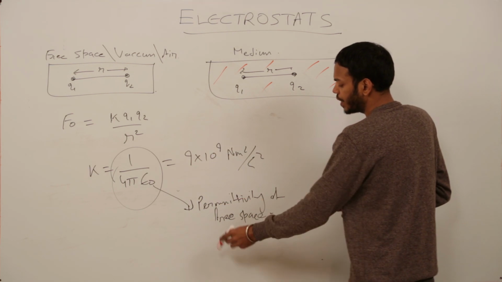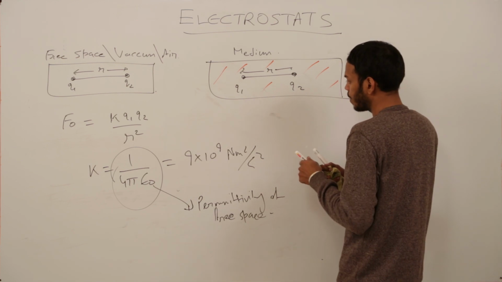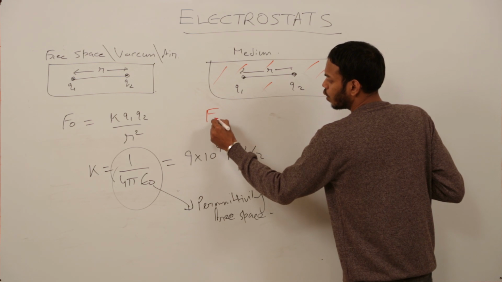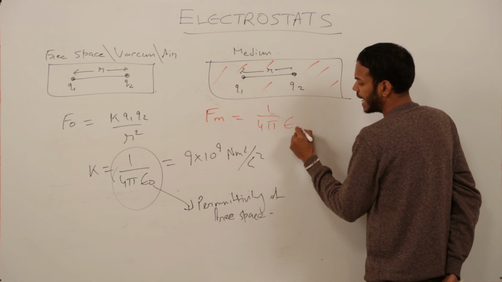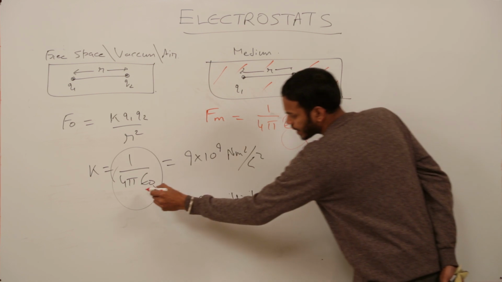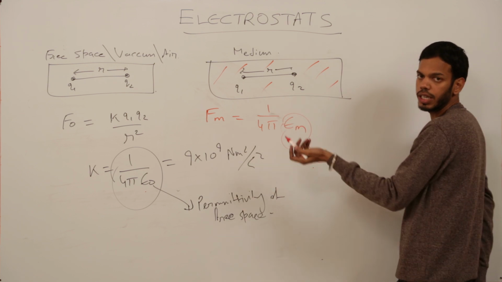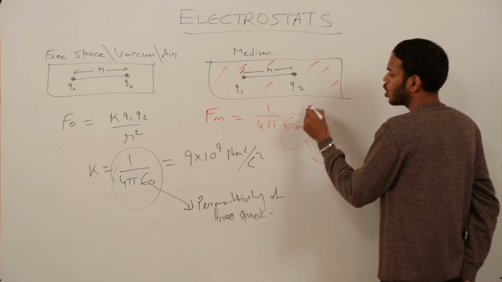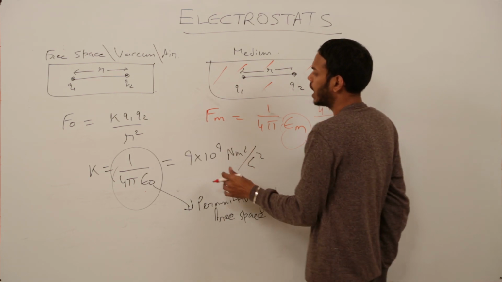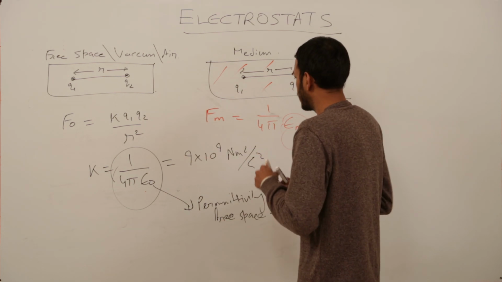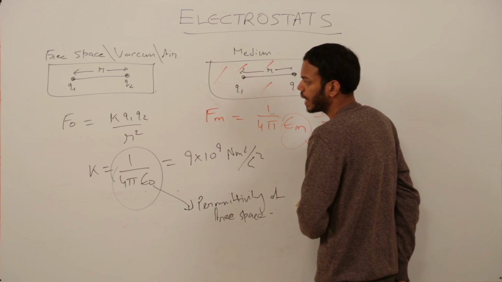This is called permittivity of free space. So now our formula for force in the medium will become 1 upon 4 pi epsilon m. Epsilon naught, no, epsilon m, which is permittivity of this medium, whatever the medium be. 4 pi epsilon naught, rest of the things remain same. And now the formula was valid. So this is the final formula we will be using in all of the numericals.